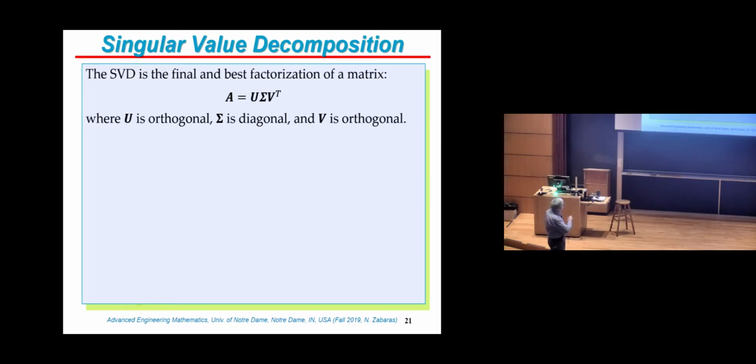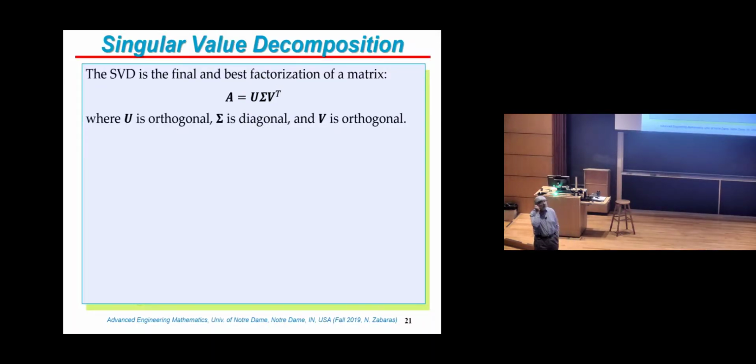Here, there is a different U and a different V. And I have not said that the diagonals of this matrix sigma are going to be the eigenvalues of A. No, they are going to be what we call the singular values of A. Now, obviously, not a surprise, right? And I will emphasize it as we go along.